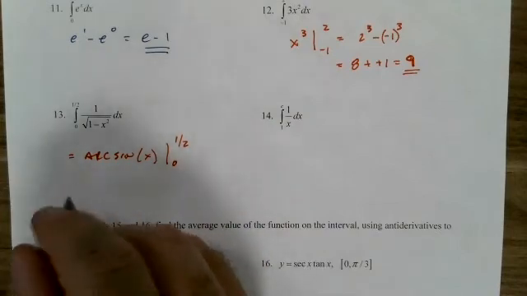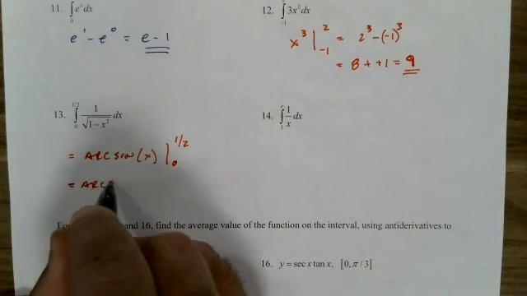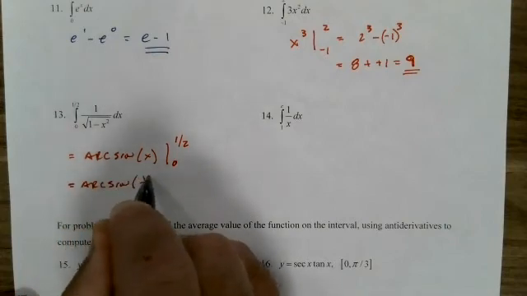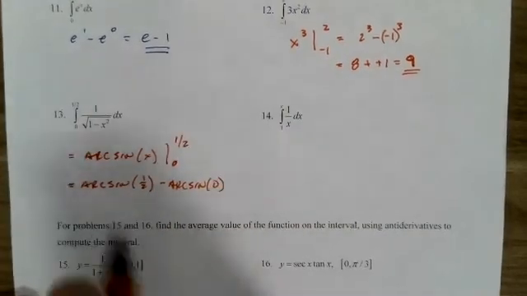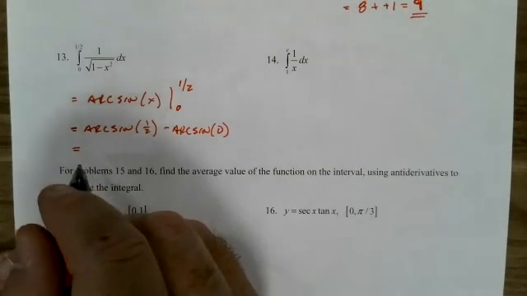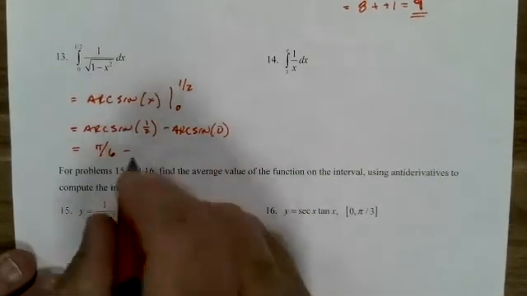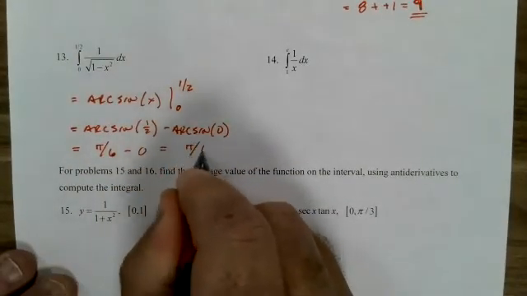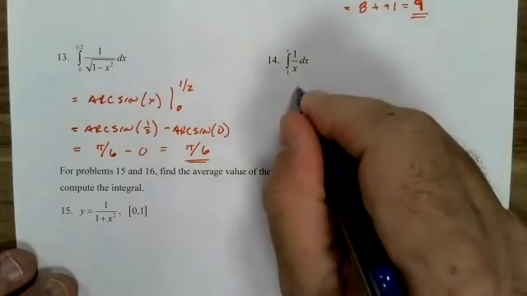Where does sine equal 1/2? I'll write it out. Where does sine equal 1/2? Pi over 3? No, pi over 6. Pi over 6 minus what does sine equal 0? 0 equals pi over 6. Put that in the calculator and check if you're feeling like you don't know what just happened.